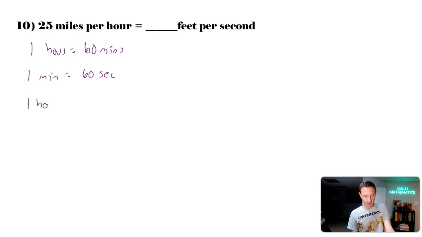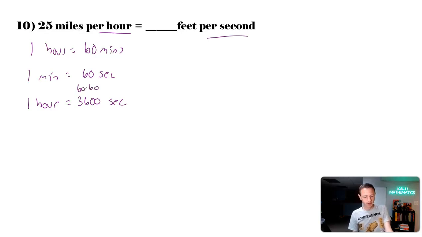So what is 1 hour in seconds? The reason we care about this is because we want to go from miles per hour to feet per second. You could make a longer conversion, going from hours to minutes and then minutes to seconds. But we could just make one quick jump from hours to seconds by understanding, well, 1 hour is 60 minutes, 1 minute is 60 seconds, 60 times 60 is 3,600 seconds.